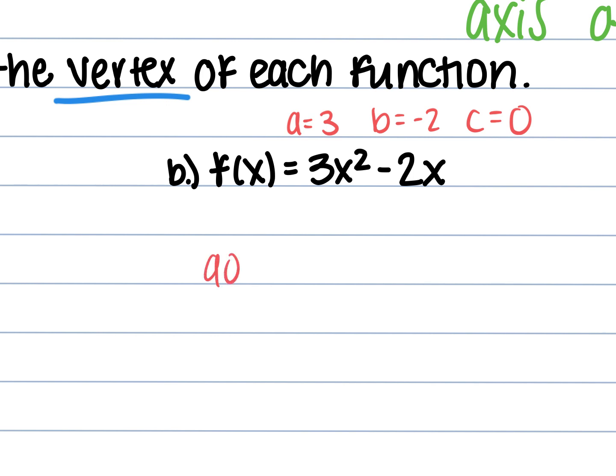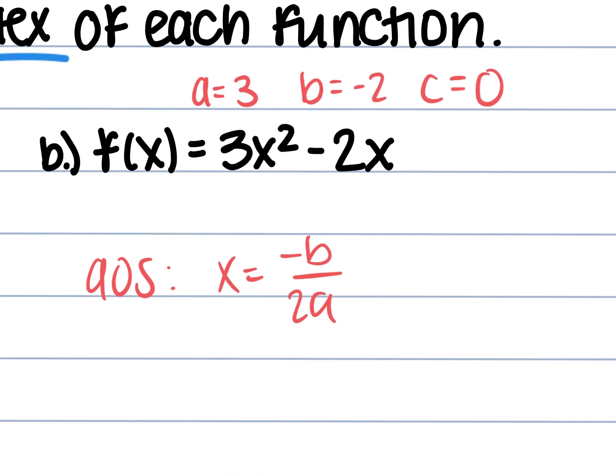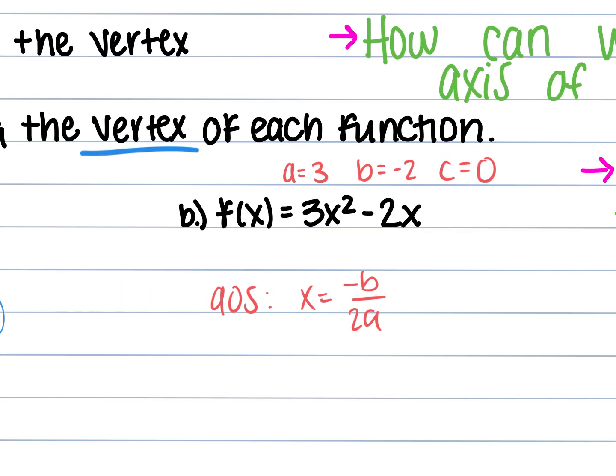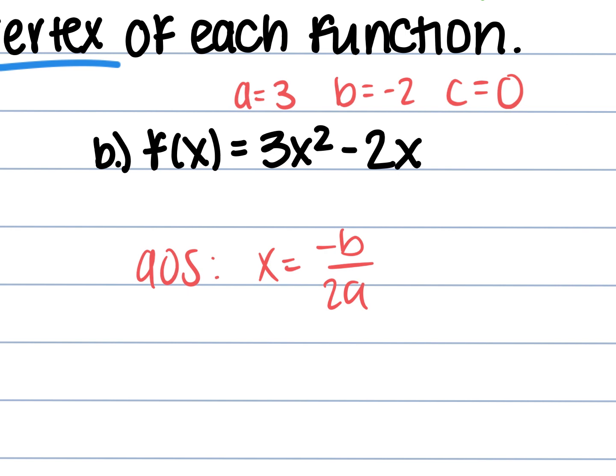My axis of symmetry. Who has the formula memorized? Karen? Is it negative b over 2a? You're so good. Okay, negative b over 2a. Someone else plug these values in and tell me what I get. Wait, I have a question. Yeah. When you plug in the negative 2 for b, does it stay negative, or does it cancel out?